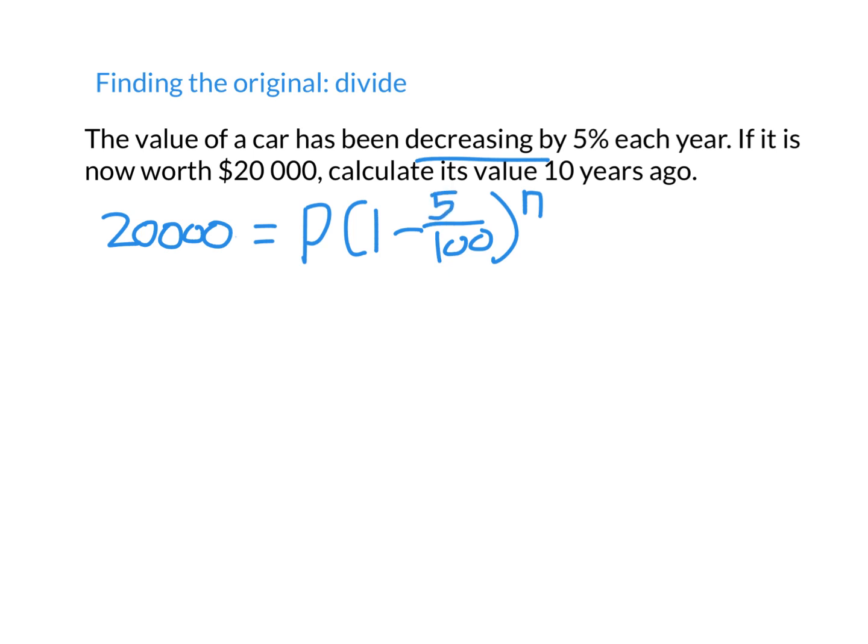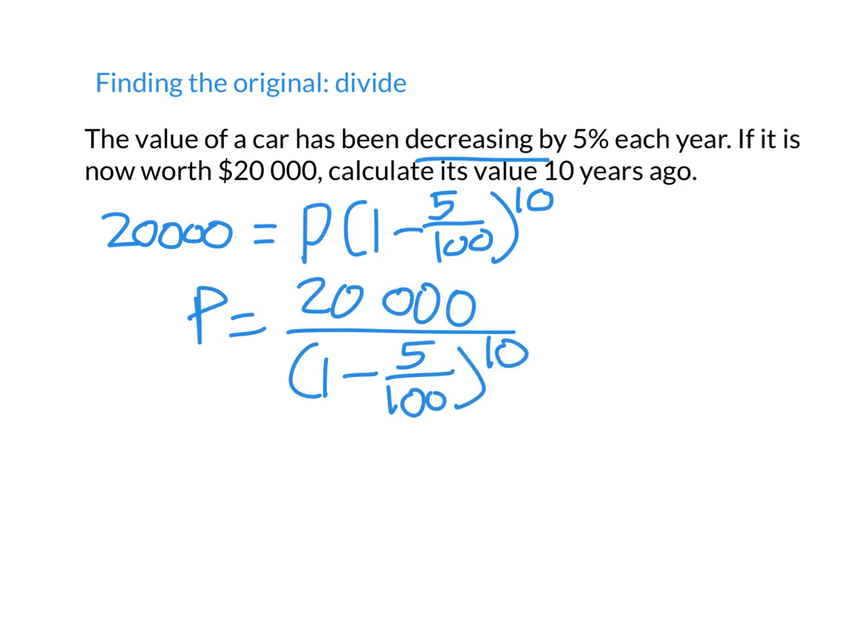So if it's been decreasing each year for 10 years, there have been 10 periods of decrease. It has been decreased by 5% 10 times. So of course, this here is just a number. It's not a very nice number, but it's a number nonetheless. So if I want P by itself, I just divide 20,000 by that. So this is why I said when you're finding the original, you divide.